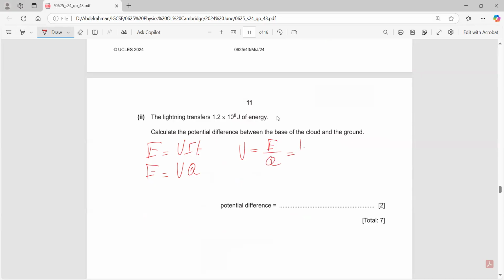The energy is 1.2 times 10 to the power of 8, and Q is 33.6. So 1.2 times 10 to the power of 8 divided by 33.6. This is a huge number. It's 3.57 times 10 to the power of 6 volts. That is 3 million volts.